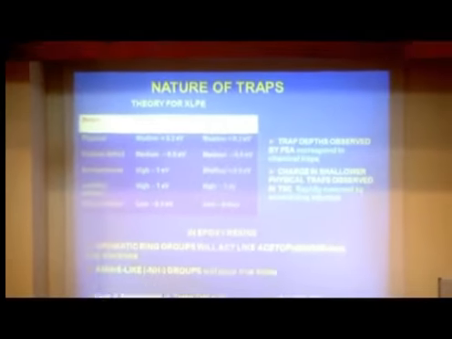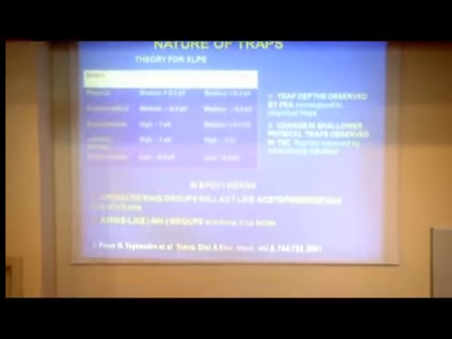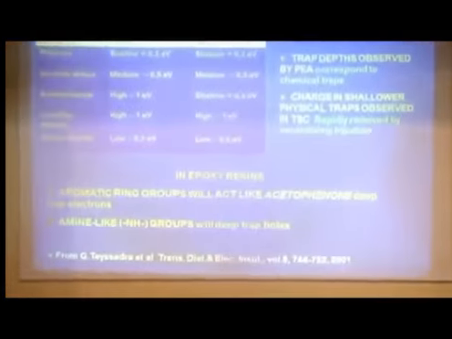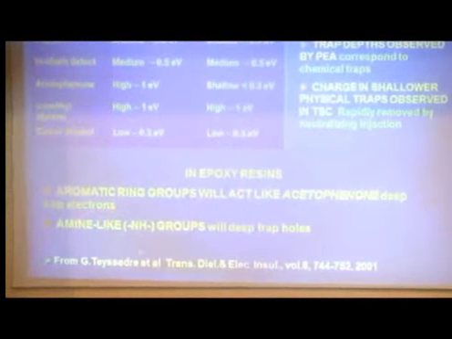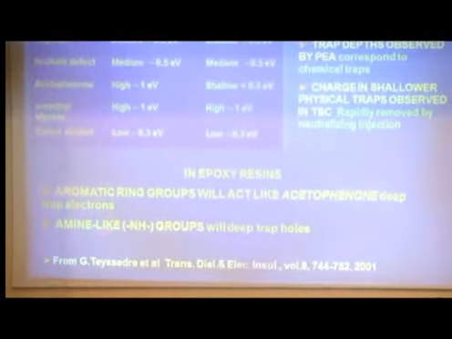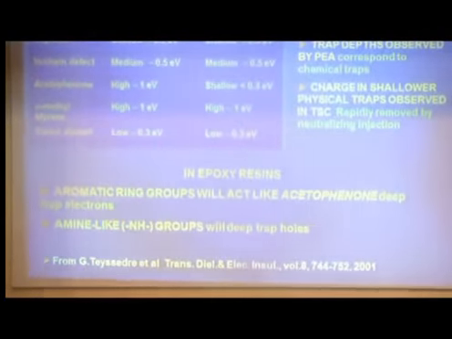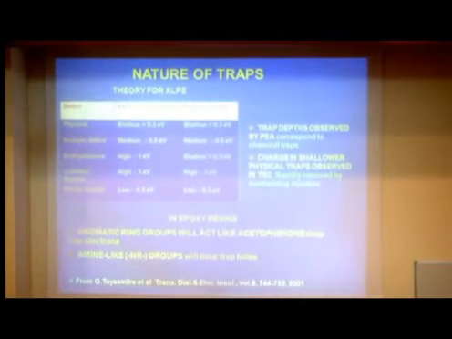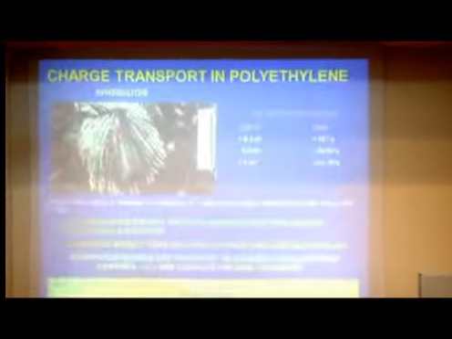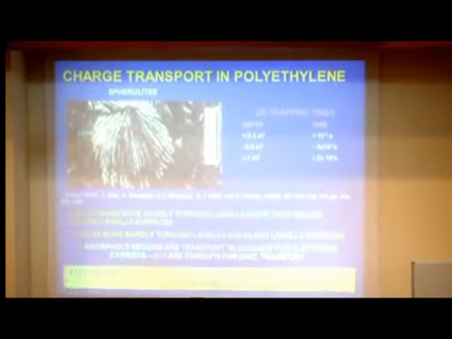In aromatic resins, in epoxy resins, the aromatic groups act like acetophenone and they deep trap electrons, and in some circumstances, amine-like groups will deep trap holes. So these are the kind of traps we've got in these materials.